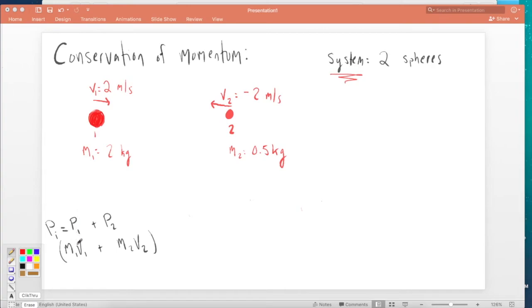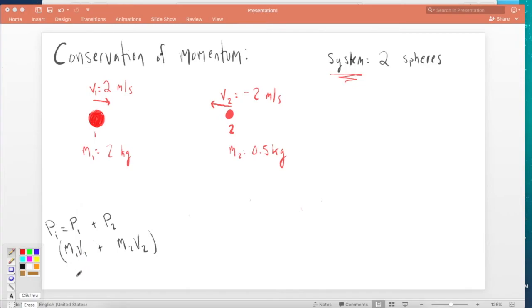Momentum we know is mass times velocity. So the mass of object 1 is 2 kilograms. The velocity is 2 meters per second. So that's going to give me the momentum of my first object in the system. To find the initial momentum of the entire system, I've also got to add together to that the momentum of my second object, m2 v2. The mass of the second object, 0.5, times its velocity, negative 2 meters per second.